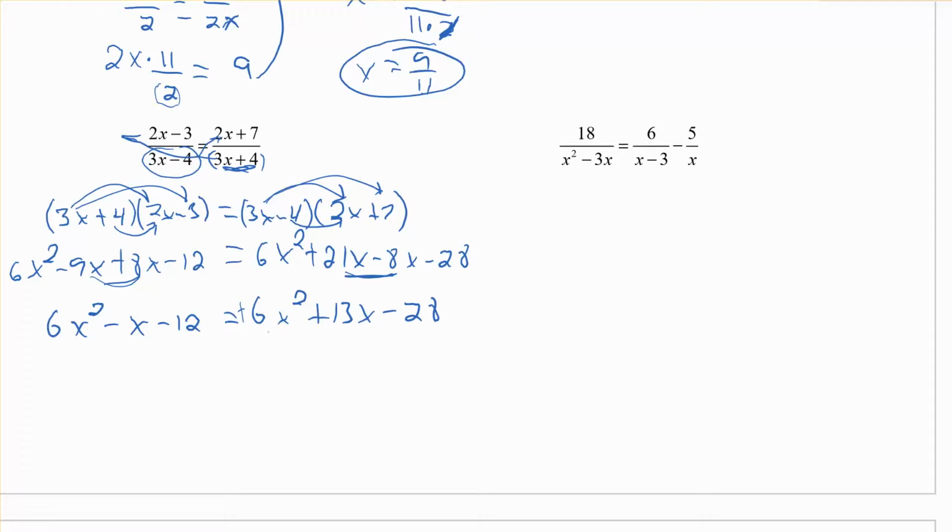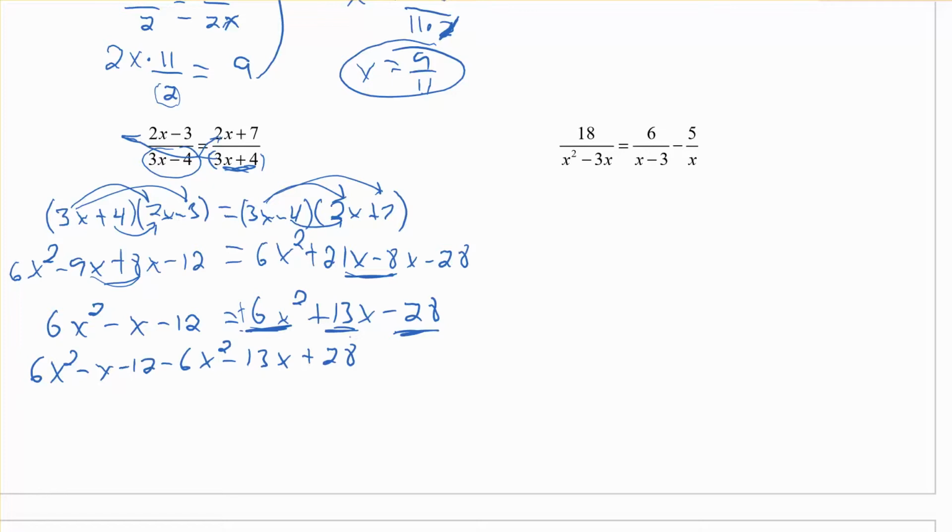6x squared. Maybe I'll just write everything so you can see it. I should do that to make sure that we know what we're doing. So let's go 6x squared minus x minus 12. Now I'm going to bring those other things over. So now we've got minus 6x squared because I had to subtract 6x squared from each side. I'm going to subtract 13x. And I'm going to add, because I'm doing the opposite of 28, so plus 28.